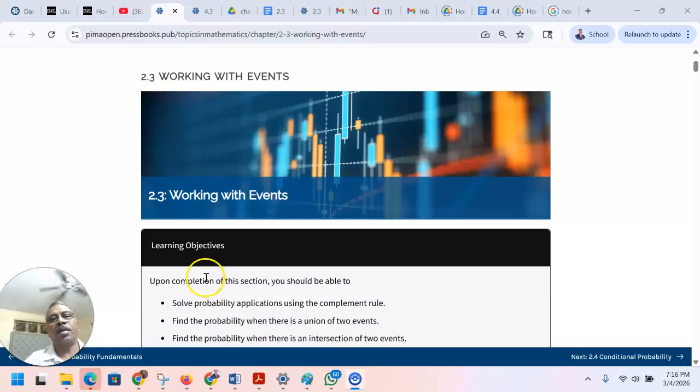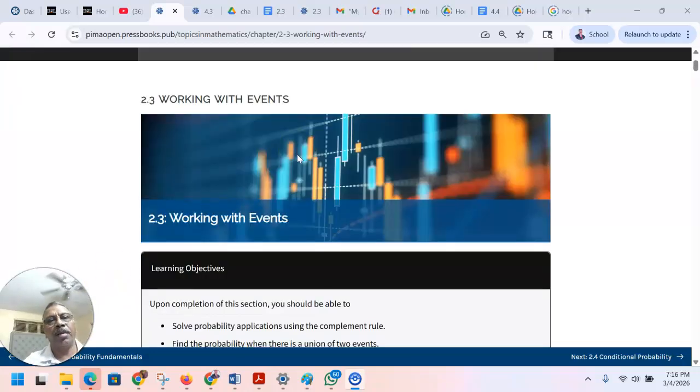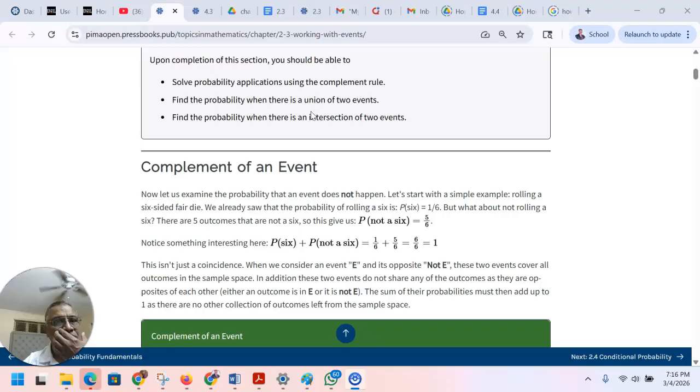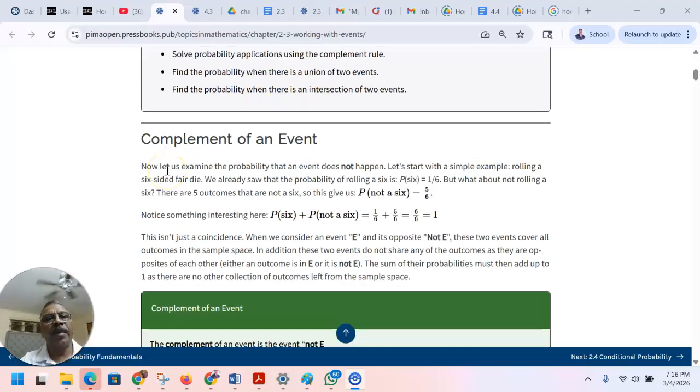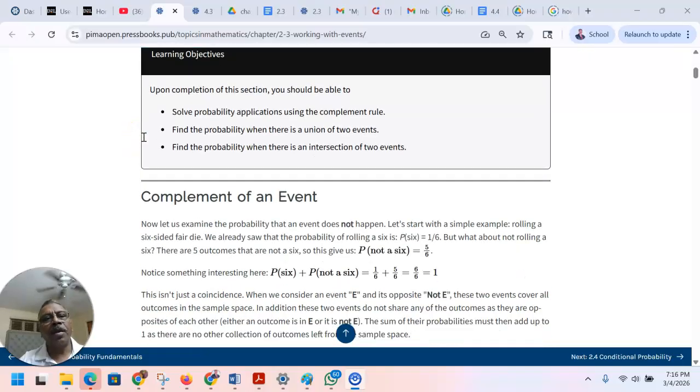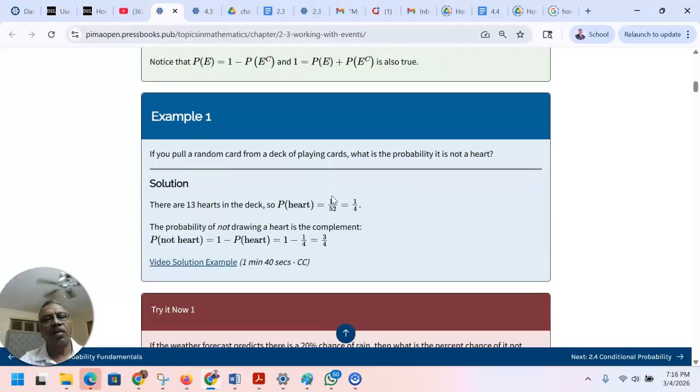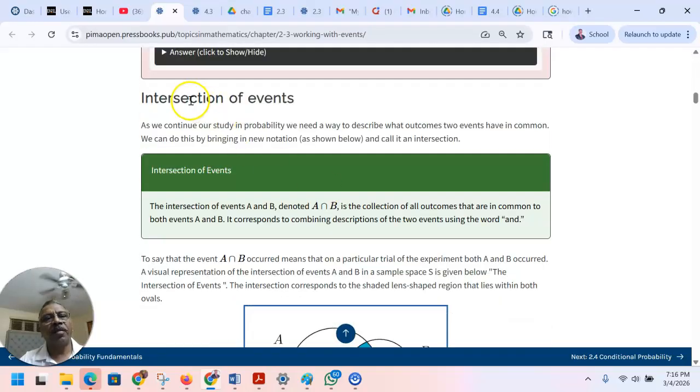Okay, hello students. This is section 2.3, and this lesson is about working with events. In the last video, I went through the definitions and the main learning objective, that is, what the complement of an event is. Then I also showed what the intersection of events is, and also the union.